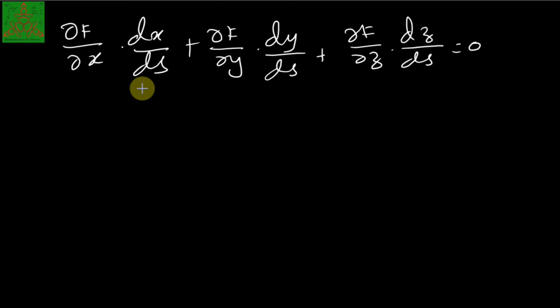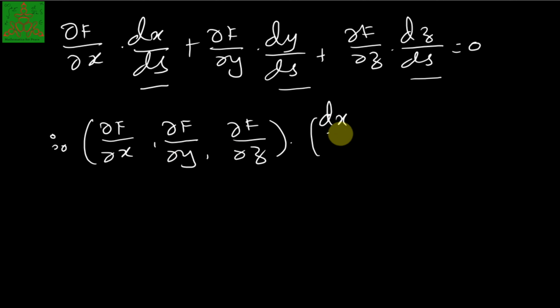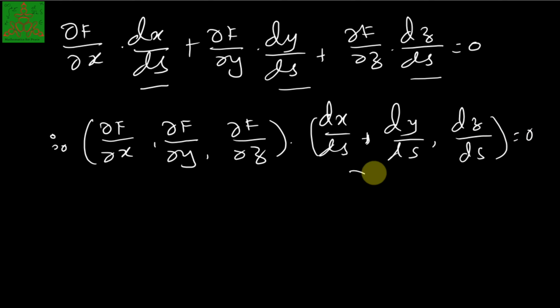I already talked about what dx by ds, dy by ds, and dz by ds are. So this I can write as the vector del f by del x, del f by del y, del f by del z, dotted with dx by ds, dy by ds, dz by ds. So it is a dot product of two vectors. And what does this represent? It is the direction cosines of the tangent to the curve C. Hence the dot product of these two is 0. What does this represent? It is the line which is perpendicular to the tangent to the curve.